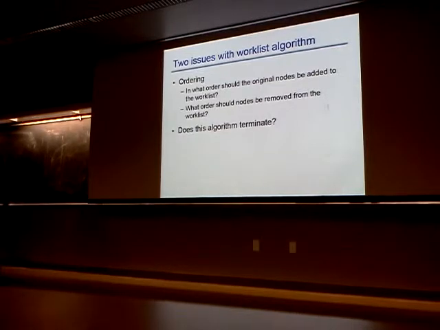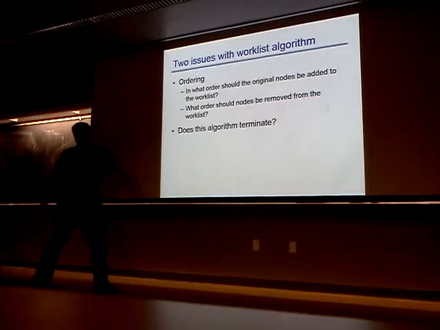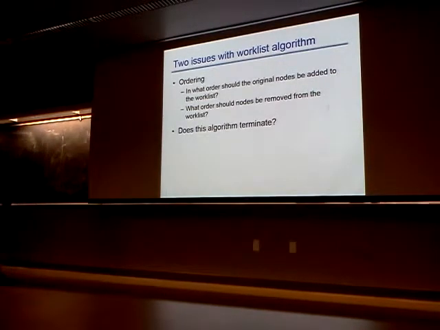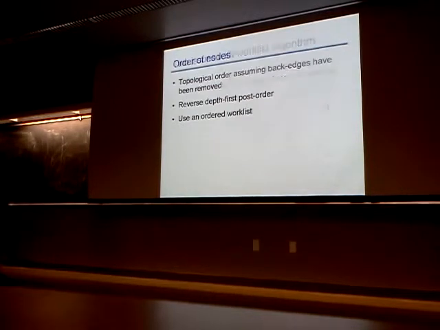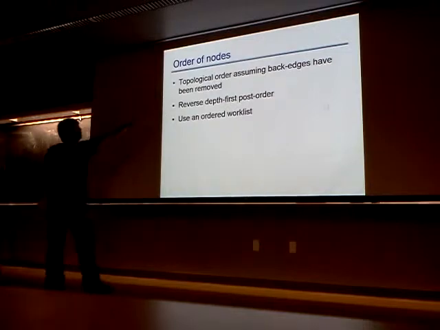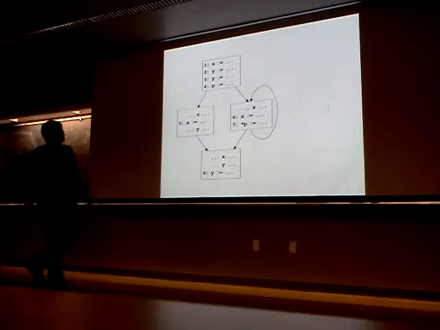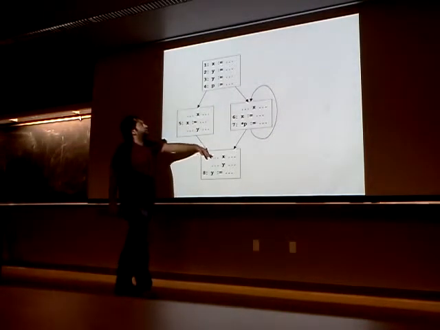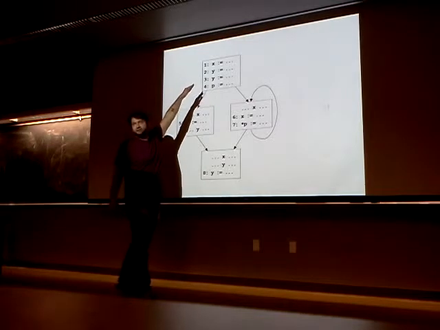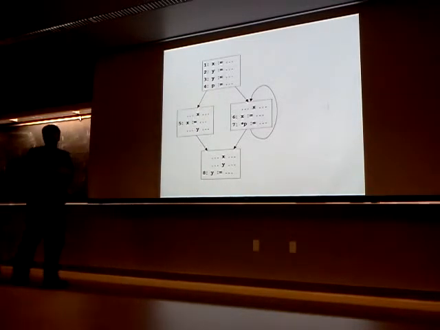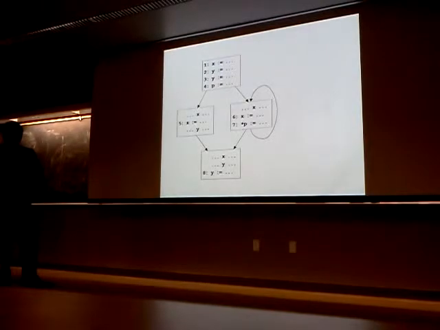So there are two issues here with this work list algorithm: ordering, and whether the algorithm terminates. In terms of ordering, the simplest thing you can do is topological order, assuming back edges have been removed. There are more advanced things you can do, but that works relatively well. You basically want to remove nodes that come first in this ordering from the work list. If you get the order wrong, it's not that you'll get a different answer. You'll get the same answer, it'll just take longer to compute.